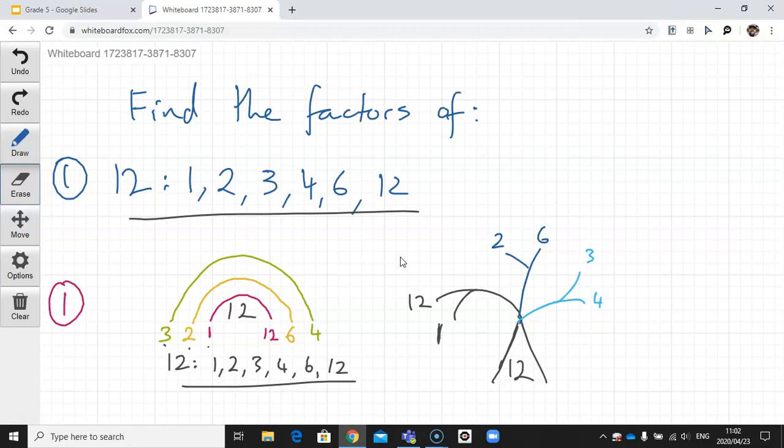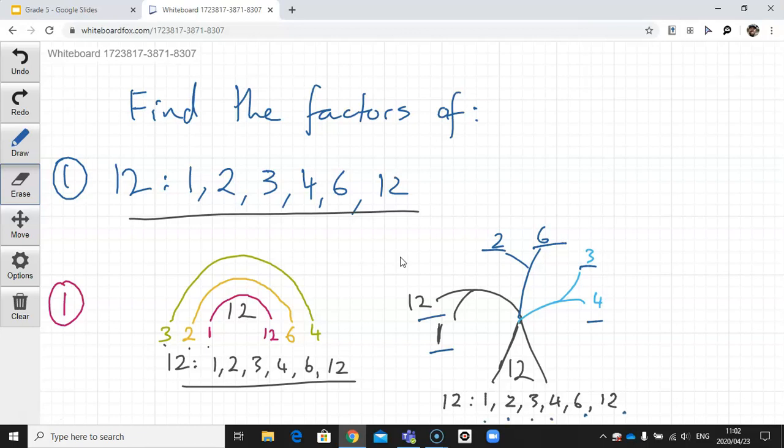So we've gone all the way. We don't need to do any more. We just need to list them underneath. 12, 1, 2, 3, 4, 6, and 12. Right, and when we're writing that down, we're looking at the first branch for each. So 1, 2, 3, 4, 6, 12.